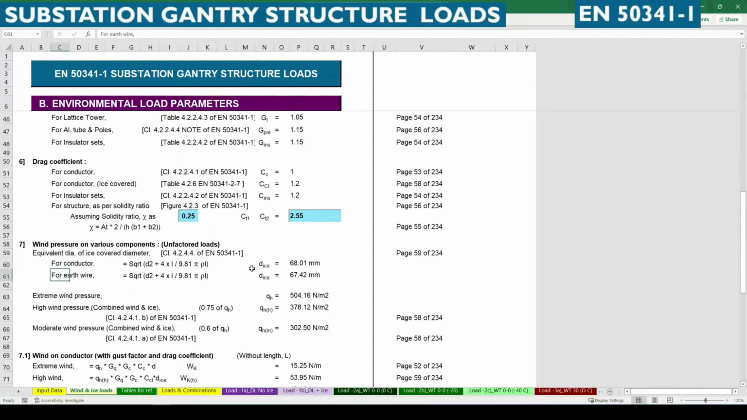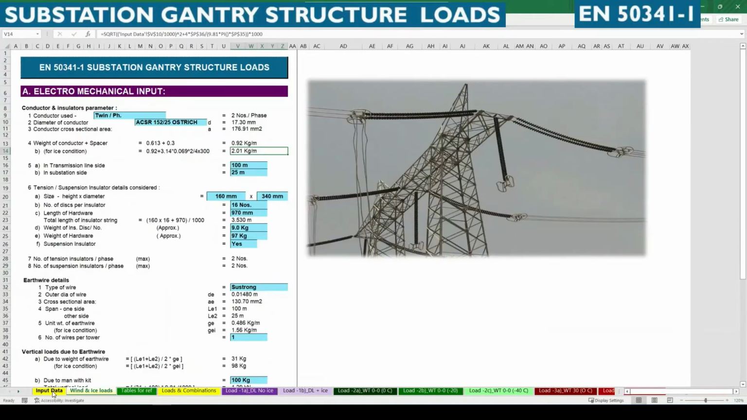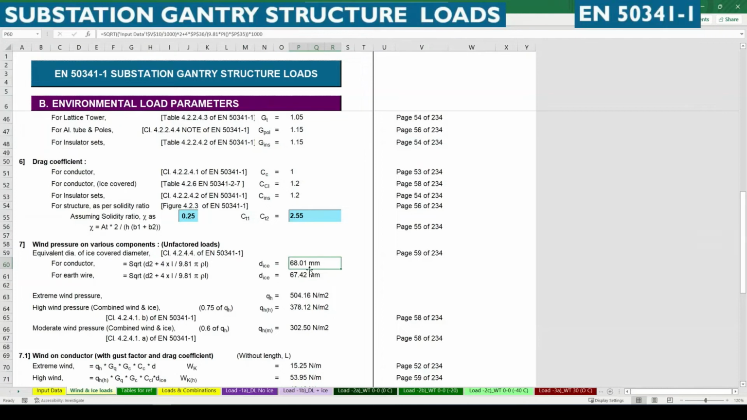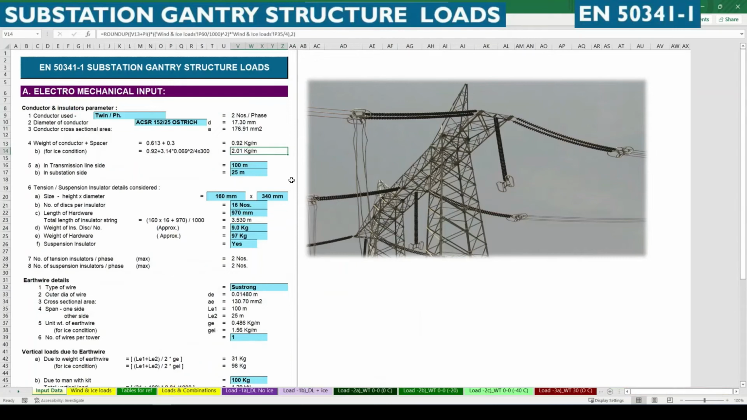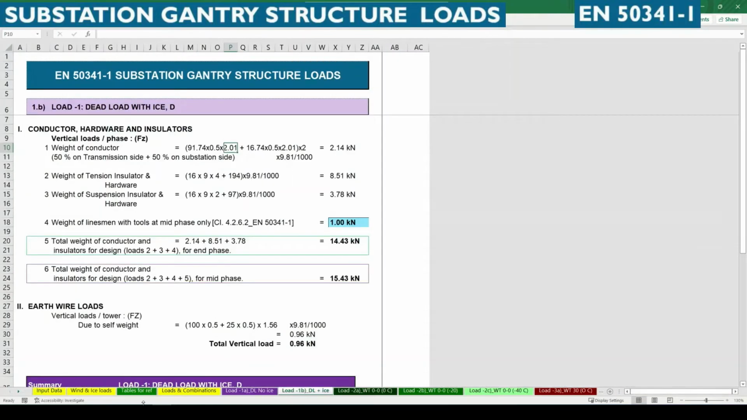Here you can see that the equivalent ice covered diameter is 68.01. With this, we multiply by this diameter as an area, using the formula pi d square by 4, with the ice density of 300 kg per meter cube, and adding that value to this 0.98 kg per meter of conductor weight, we get this 2.01.